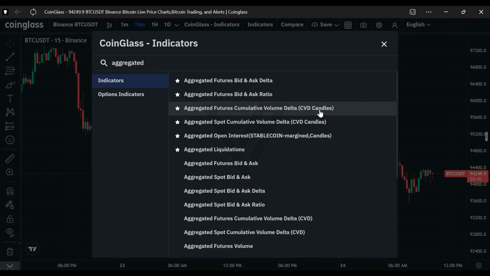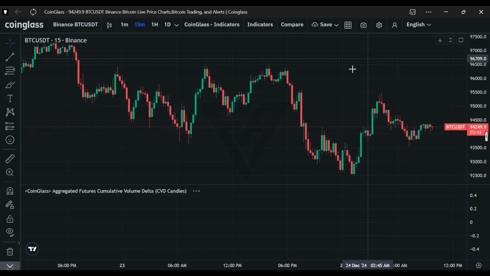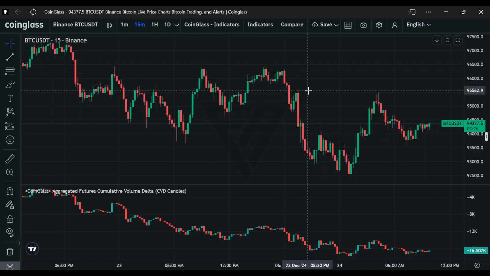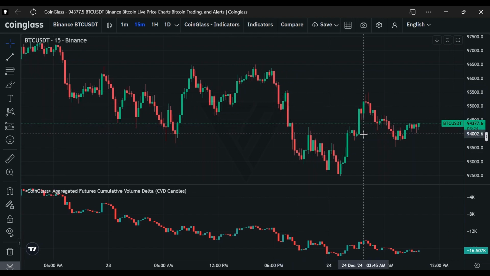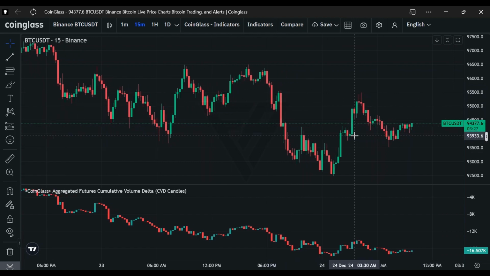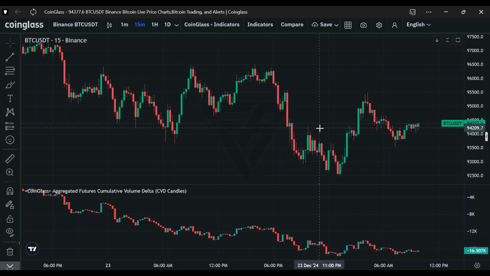So first let's start with Aggregated Futures CVD. This is the Cumulative Delta indicator. It shows the delta in a cumulative way by continuously adding delta to each other, which is market buys minus market sells. So this is a pretty good indicator to look for divergences and reversal points.